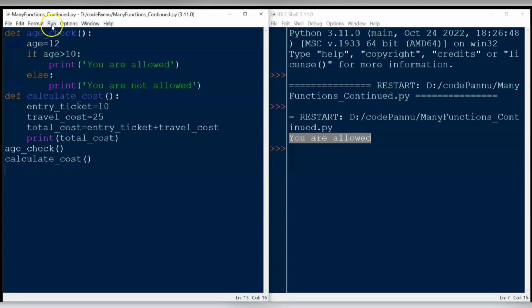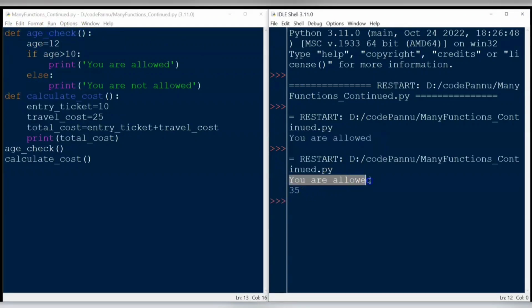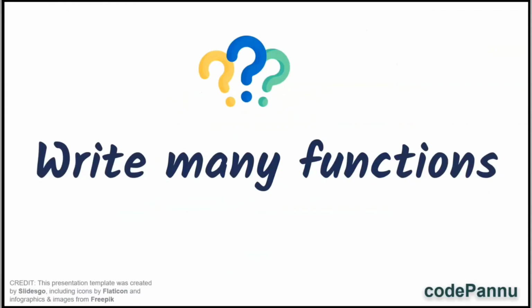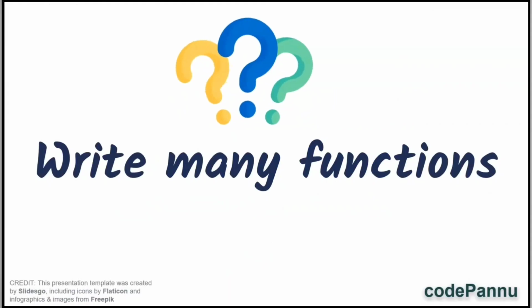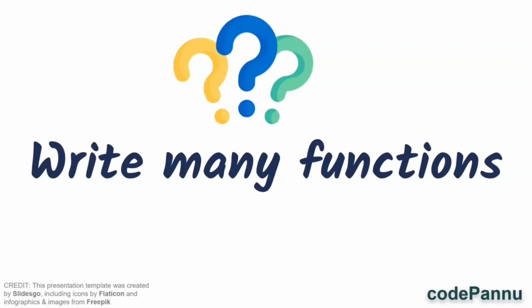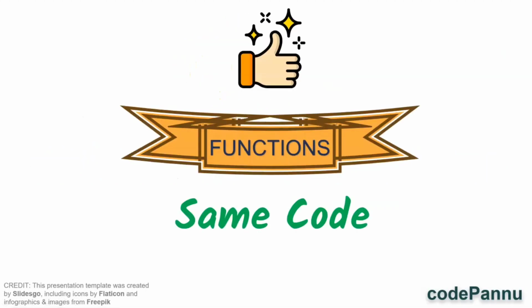The output is printed as 'you are allowed' and 35, which means you are allowed to the science exhibition and the total cost to attend the exhibition would be 35. Do you understand how to write many functions now? I hope you very well understand now how to write as many functions as we like in our code.